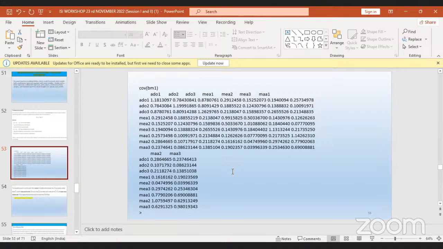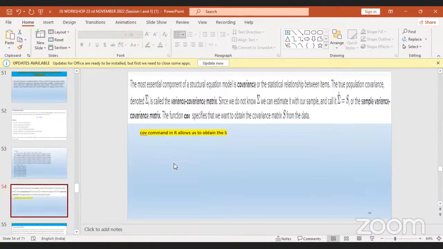Now we can get the covariance structure. The most essential component of a structural equation model is covariance, or the statistical relationship between items. The true population covariance, as I have already shown you for hypothesis testing, denoted by capital sigma, is called the variance covariance matrix. Since we do not know sigma, we can estimate it with our sample and call it sigma hat, the estimated variance covariance matrix.